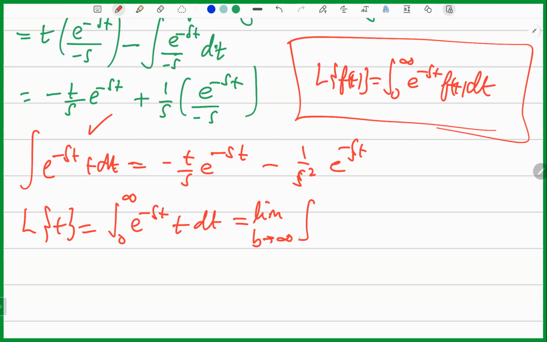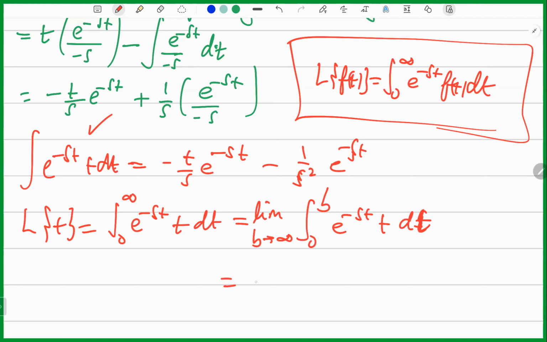As b approaches infinity, 0 to b. You always use the b part. b is popular in calculus textbooks. You have e to the minus st. So just write the limit as b tends to infinity of the integral from 0 to b of t e to the minus st dt.